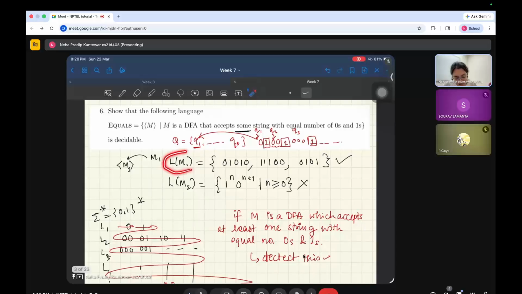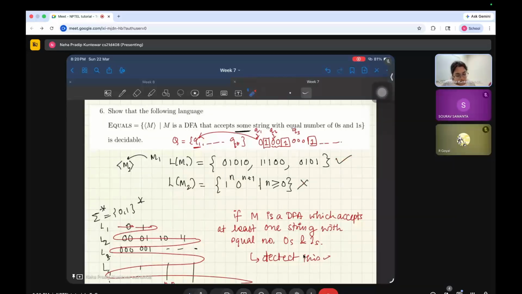So this machine should be in this language, because there must be some string which has an equal number of zeros and ones. Others may or may not, that does not matter, but there should be at least one string which satisfies the property. Whereas if you look at this machine, its language contains strings of the form n ones followed by n plus 1 zeros. So clearly, by definition, there cannot be a string with an equal number of zeros and ones. Therefore this will not fall into this language. This is just one example.